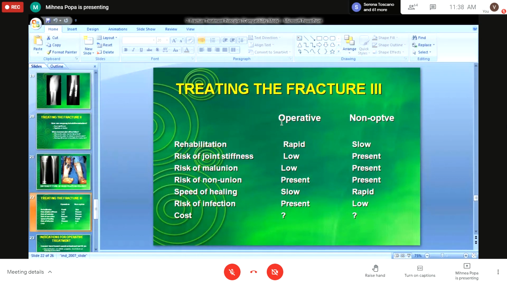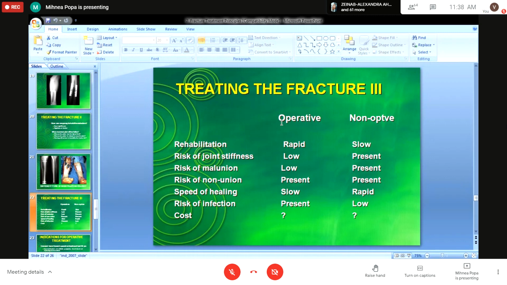Of course, there are differences between the non-operative and the operative treatments. Rehabilitation is much faster in the operative, because after we put in a nail, the patient can walk the next day, depending on the fracture. But when we treat it orthopedically, for a fracture of the tibia, for example, he can have a cast for as long as 12 weeks. So rehabilitation is a problem.